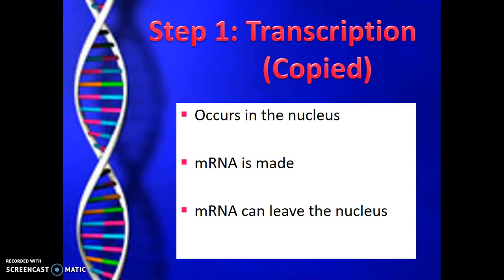Step 1 is transcription. When you transcribe something, that means you're copying it. So for example, right now I'm talking and you're writing down your notes. So you're transcribing your notes from verbal words into written words, okay? That's the same thing that's going to happen here. Now this is going to be in the nucleus of eukaryotes, and we're going to transcribe the DNA. We're going to go from DNA to mRNA.